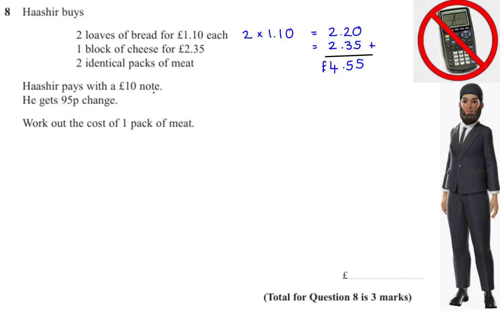Hasha pays with a £10 note. He gets 95p change, so let's see what we can do with that. Let's work out how much that should cost. So let's write that down, £10. We need to take this away from £10 minus £4.55. Let's take that away.